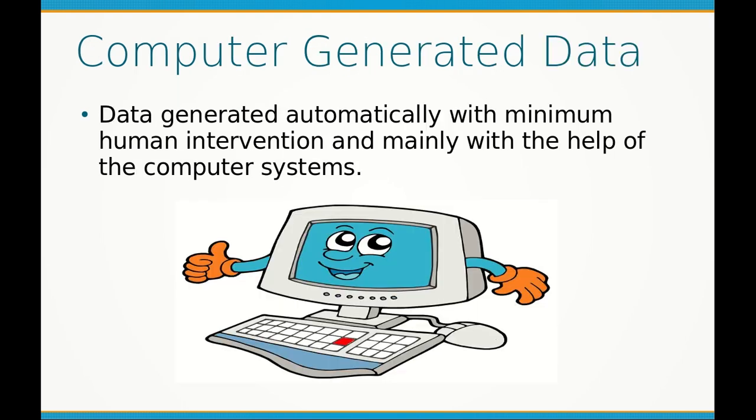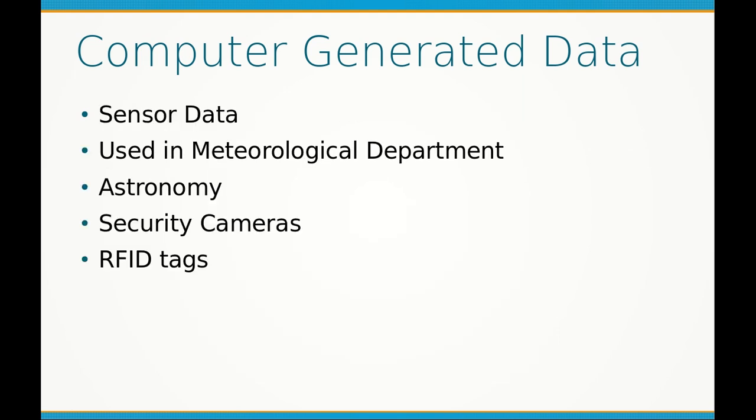So what are these? Computer generated data is data that is generated automatically with minimum human intervention and mainly with the help of the computer system. I repeat, it's generated with minimum human intervention and mainly with the help of the computer system. We will clarify this with some examples like sensor data, astronomical data, meteorological data, security cameras and RFID tags.